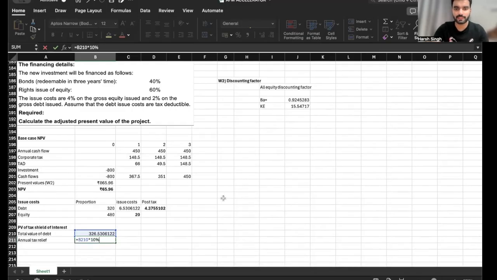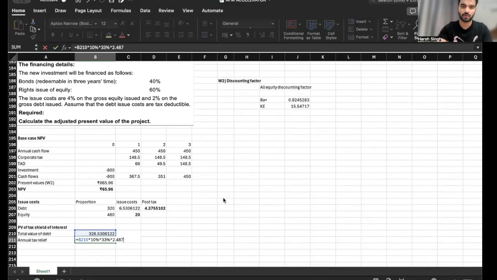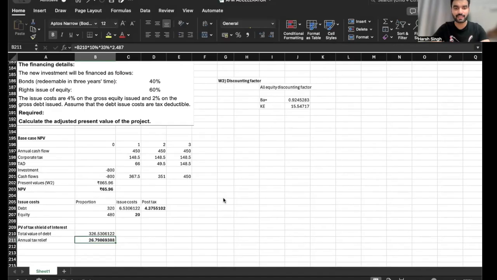Divided by 10% multiplied by, now 10% will give me the total interest. What is the benefit of tax? 33%. Then multiplied by the annuity factor of 3 years at 10%. How much is that? 2.487. So annual tax relief will be 26.79, everyone. This is the annual tax relief. We don't have anything else.